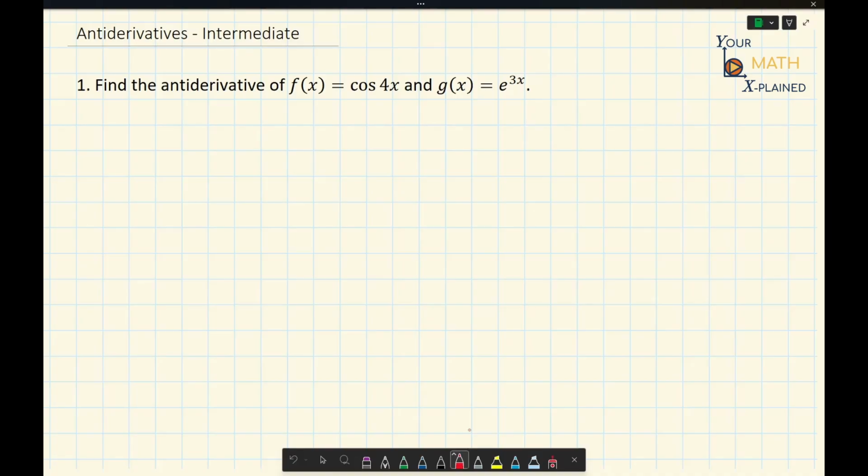We'll explore how to handle composite inner functions using structured backwards thinking, and learn how to use given coordinate points to pinpoint the exact value of our constant C, even when they're not polynomial expressions.